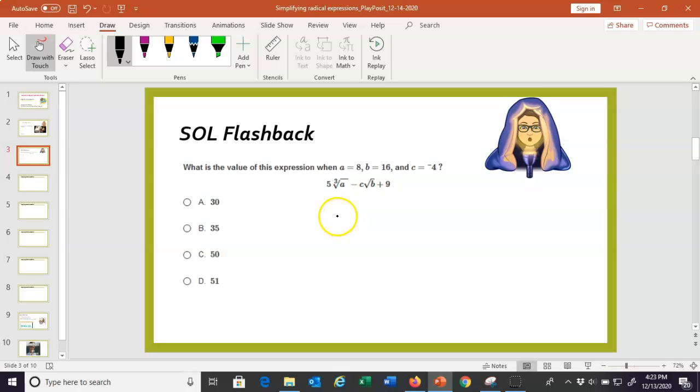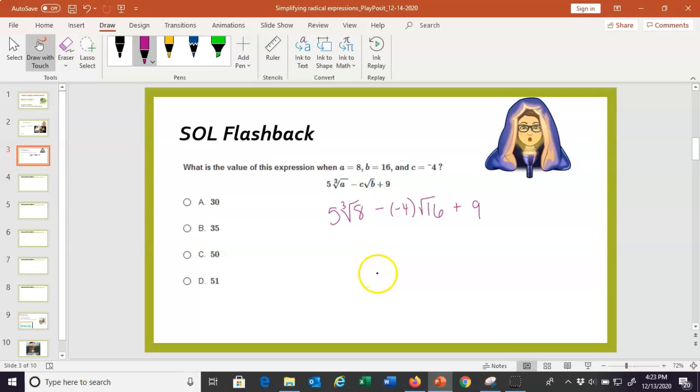So here is our flashback for the day. They give us an expression with some variables, A, B, and C, and they want us to substitute in these values. So let's do that. A is 8. C is -4. B is 16, plus 9.